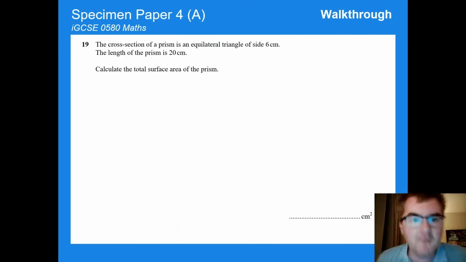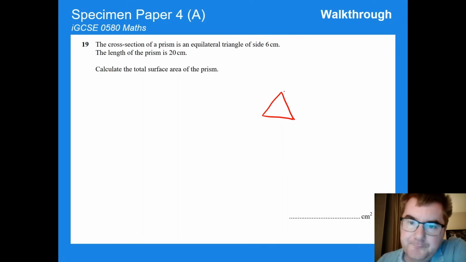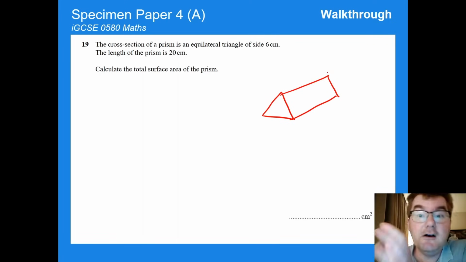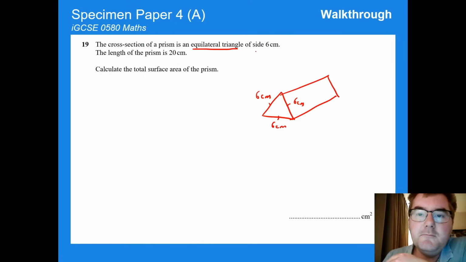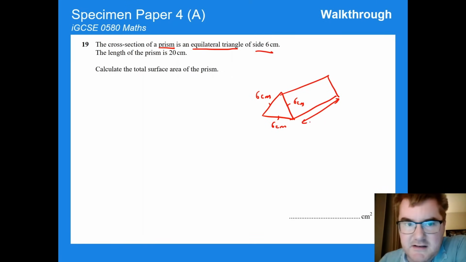Okay, question 19. So the cross-section of a prism is an equilateral triangle of side 6 centimeters. Again, I just draw a sketch with these kind of questions. So here is our prism. Now my drawing is generally terrible, but it's good enough, yeah? Equilateral triangle of side 6 centimeters. So this is 6, this is 6, this is 6, okay? So I'm just putting the information in, and we've got a prism. The length, okay, is equal to 20.